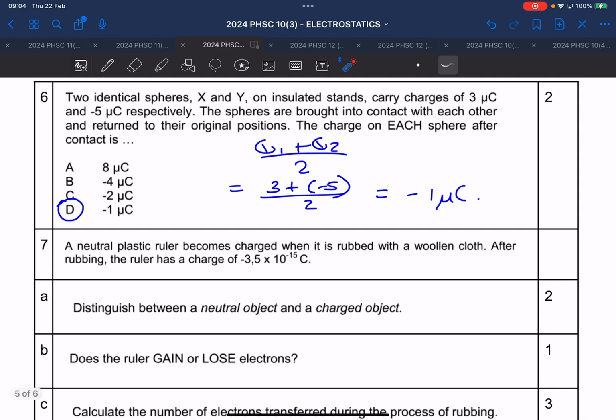Alright, next question. It says, a neutral plastic ruler becomes charged when it is rubbed with a wool cloth. After rubbing, the ruler has a charge of that. In other words, distinguish between a neutral object and a charged object.